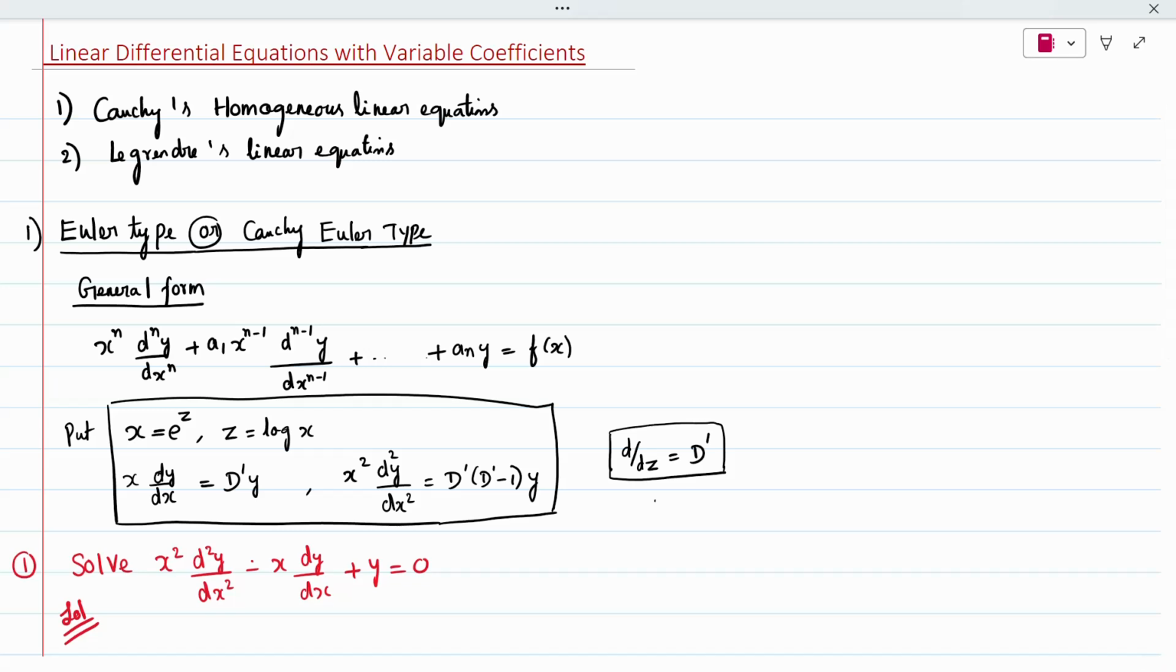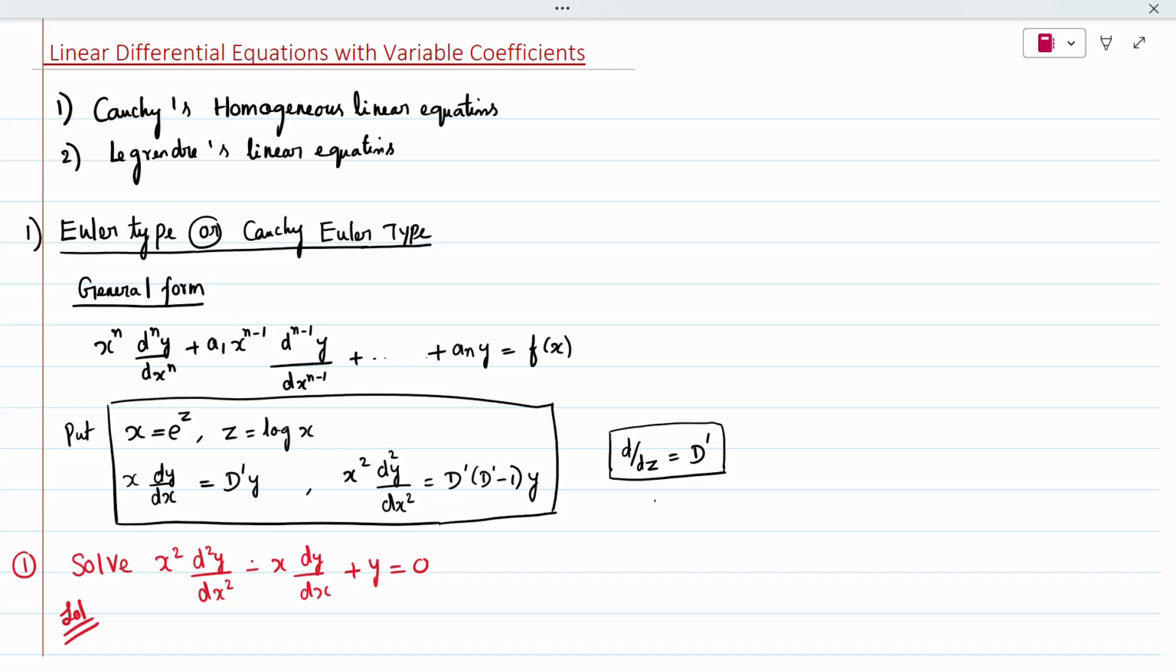Today's topic is linear differential equations with variable coefficients. In this we have two methods, the Cauchy homogeneous linear equation and the Legendre linear equation. Cauchy homogeneous is nothing but the Euler type, or Cauchy-Euler type.